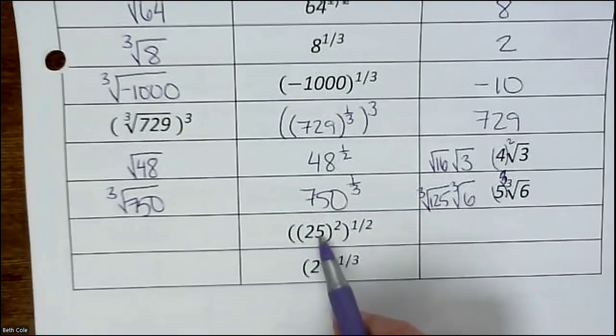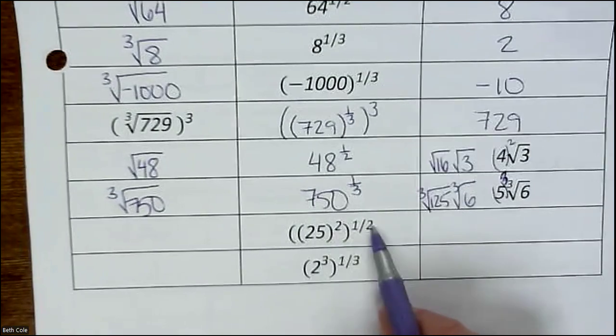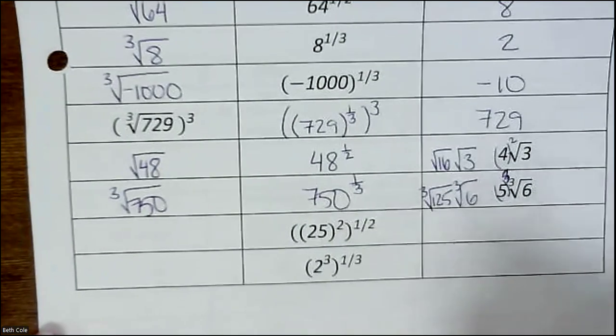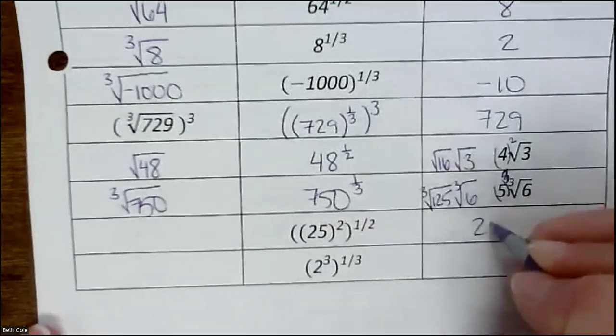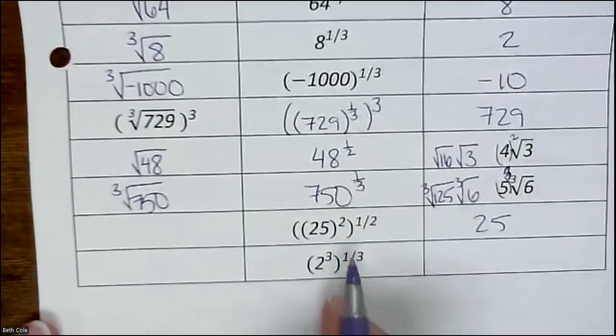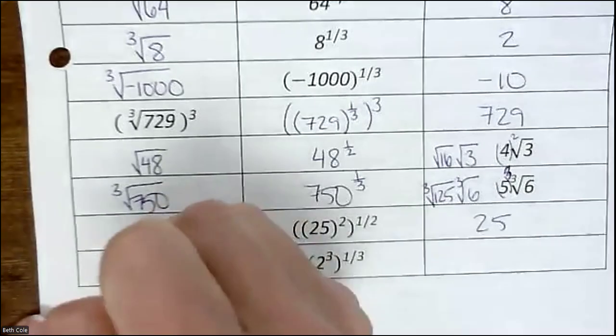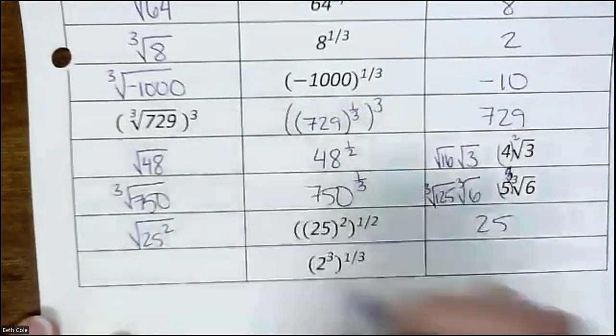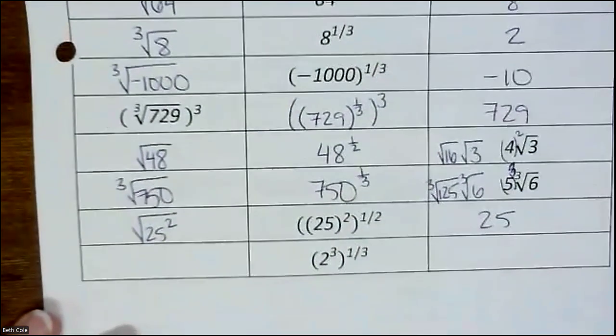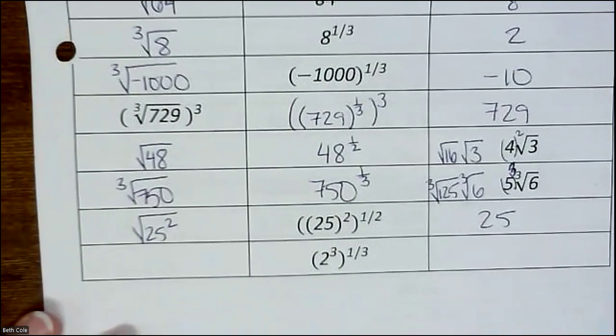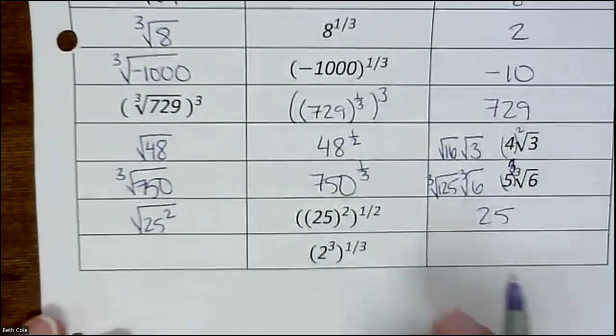So for this one, do you see how it's squared? And then there's a 1/2. So they cancel. It would just be 25. And if you want to write it as the square root, it would look like this. It would be square root of 25 squared. But the squared and the square root undo each other. They're inverses. They cancel out.